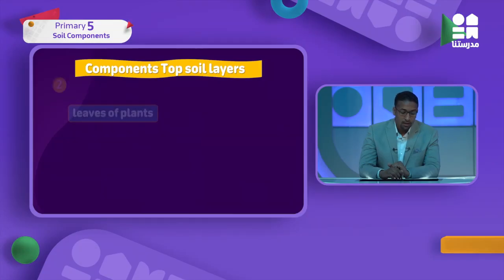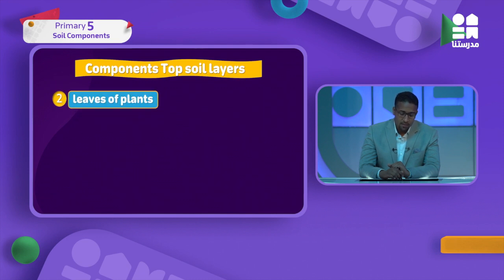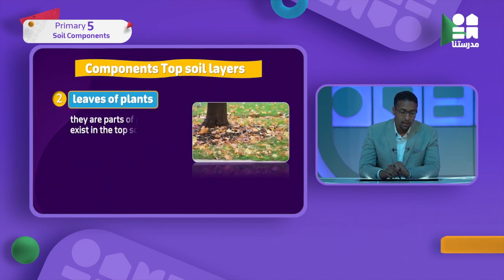The second one, leaves of plants. The leaves of plant also important. Why? They are part of plant exist in the top of the soil layer. Exist on the top of the soil layer. Why? After they fall from trees, they are found in the upper part of the soil or fall on the upper part of the soil.